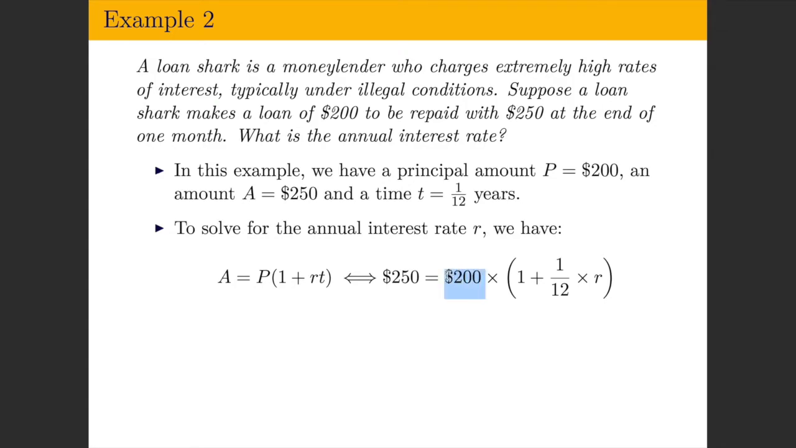What we can do here is divide both sides by 200, and that gives us 1.25 is equal to 1 plus R/12. Then taking 1 from both sides gives us 0.5 is equal to R/12. And finally, we can multiply both sides by 12, which gives us R is equal to 6, or in percentage terms, remember, that is equivalent to 300%.